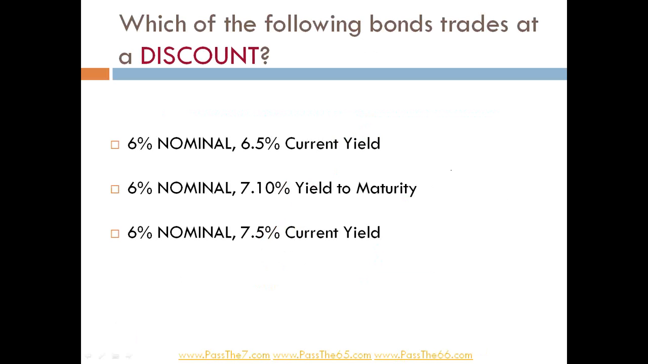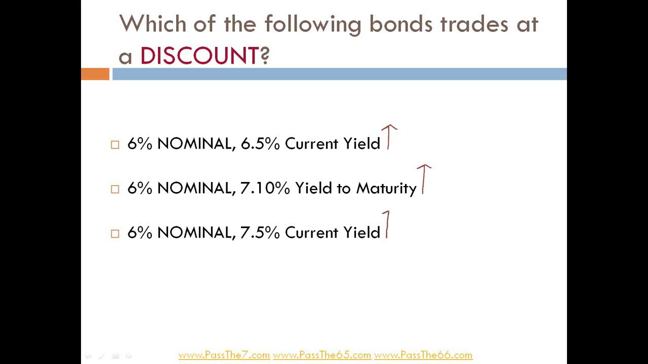So the test may go in this kind of direction. Which of the following bonds trades at a discount? And maybe they make this a Roman numeral question. Well, at a discount, remember, means the price is down. And another way of identifying the price being down is that the yield it's trading at, or would, is up.